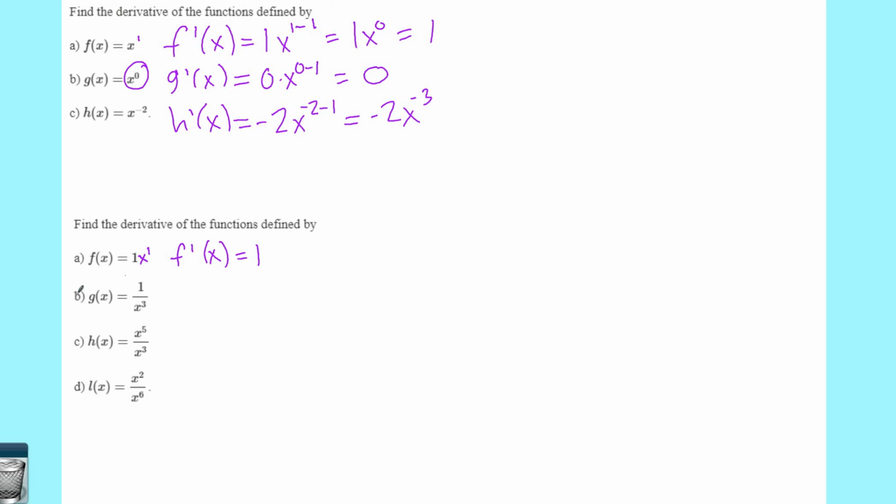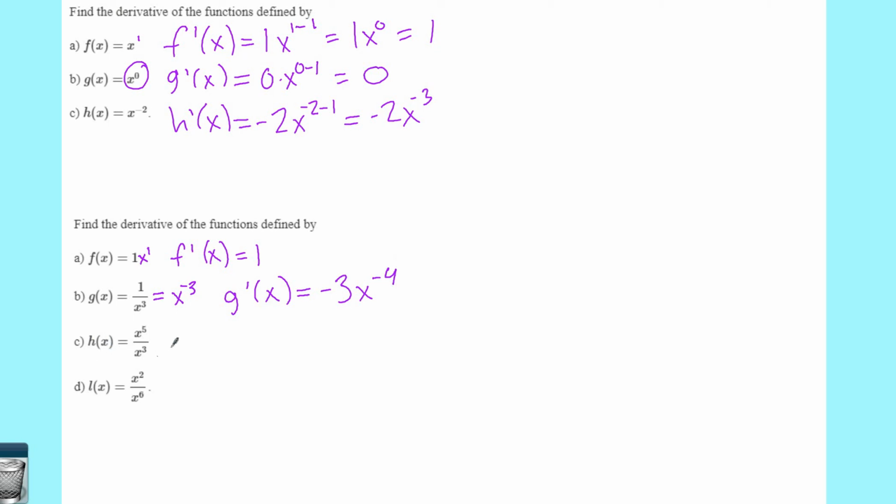Okay? So then here we have b. Another way of writing 1 over x cubed, we didn't talk about division, but we can rewrite that as x to the negative 3. So the derivative of that is just negative 3 times x, and then 1 less than that is negative 4. That looks like a Y or a G. I don't like it. Okay, well, a little better.